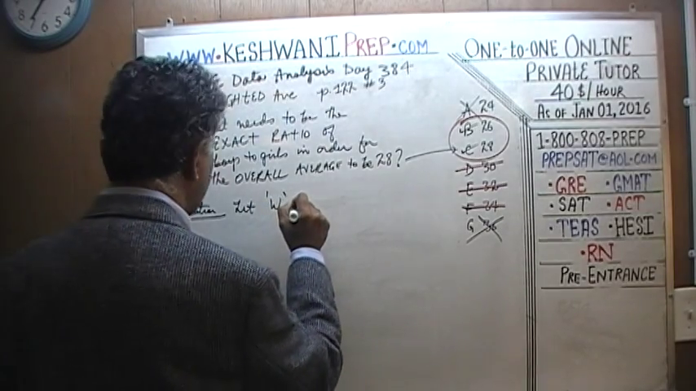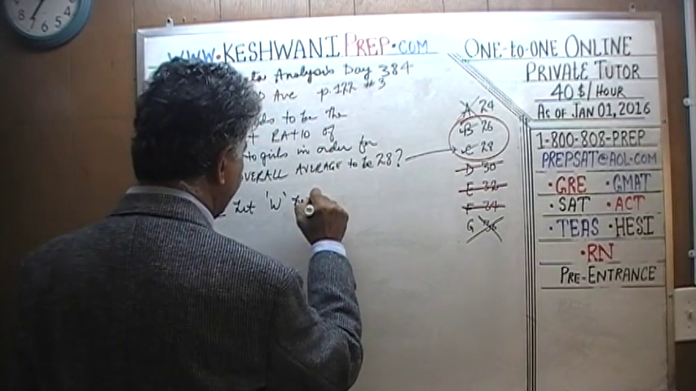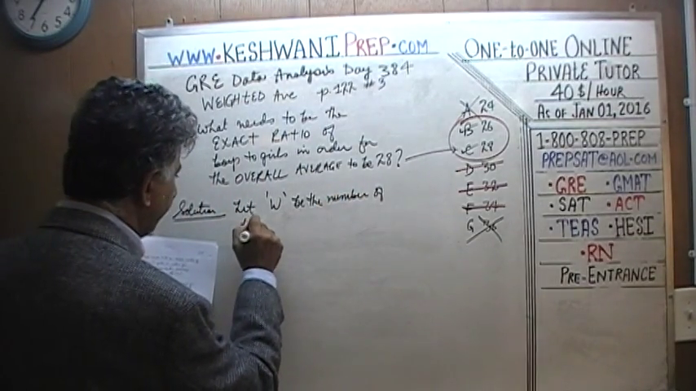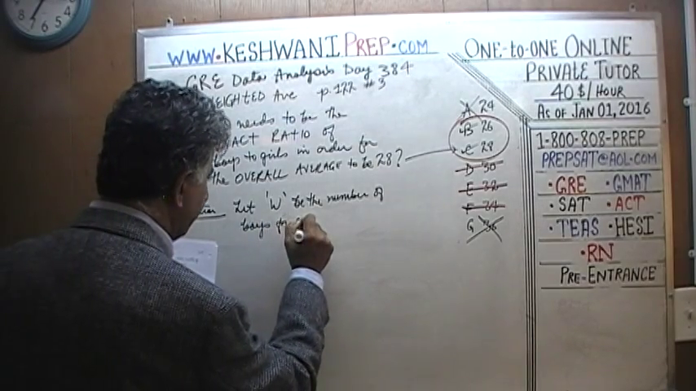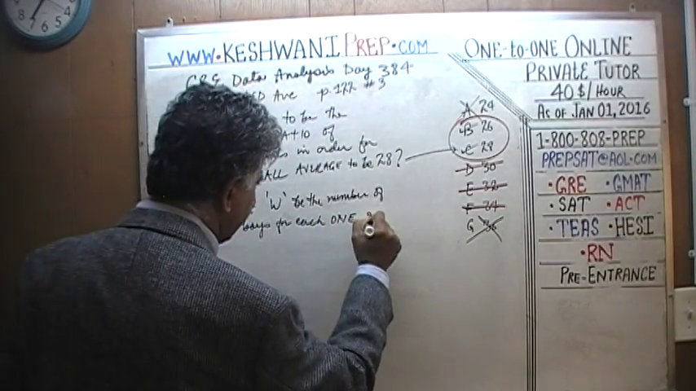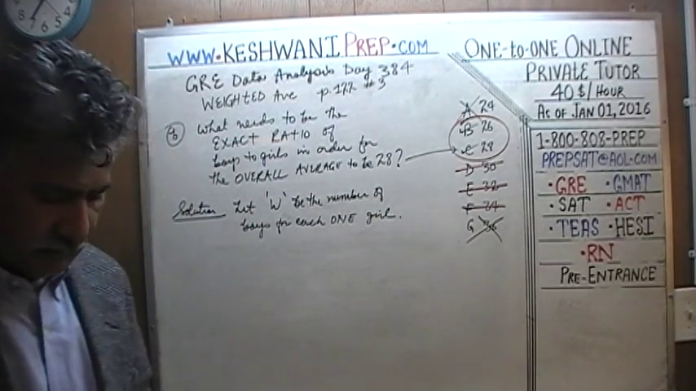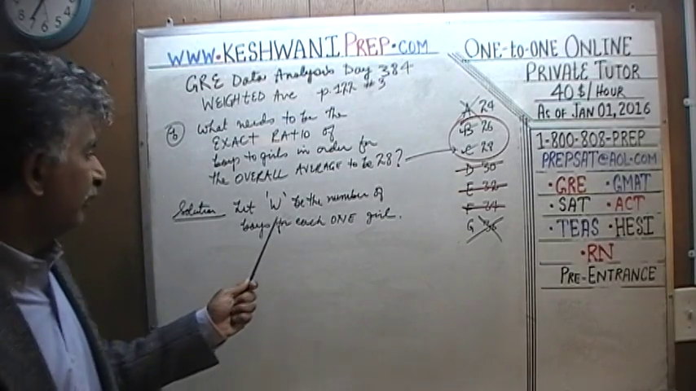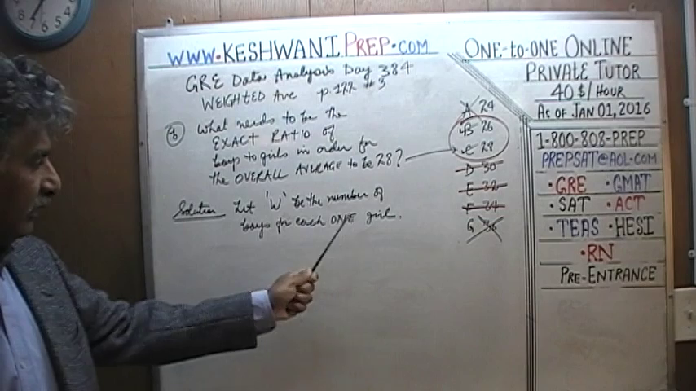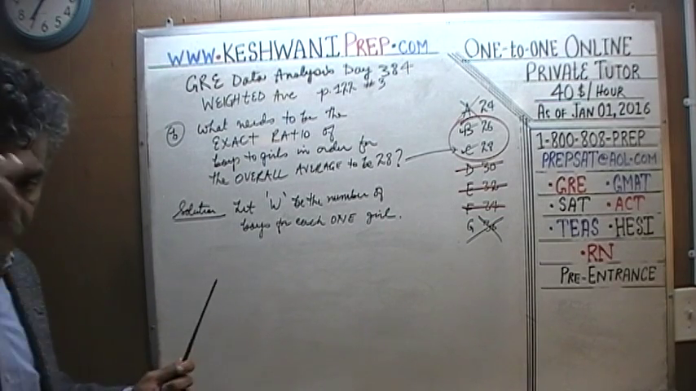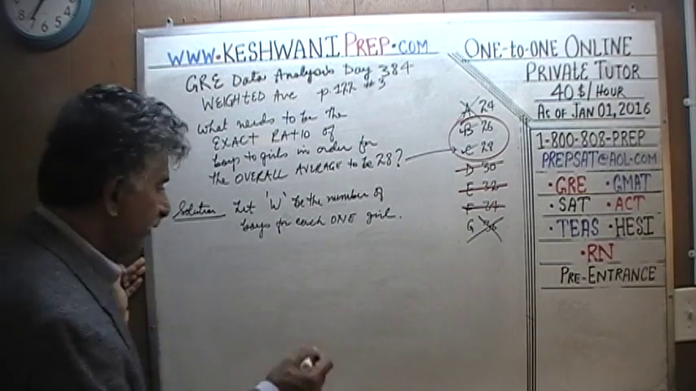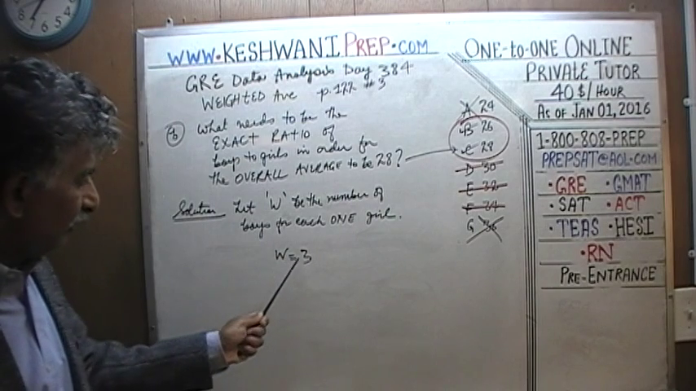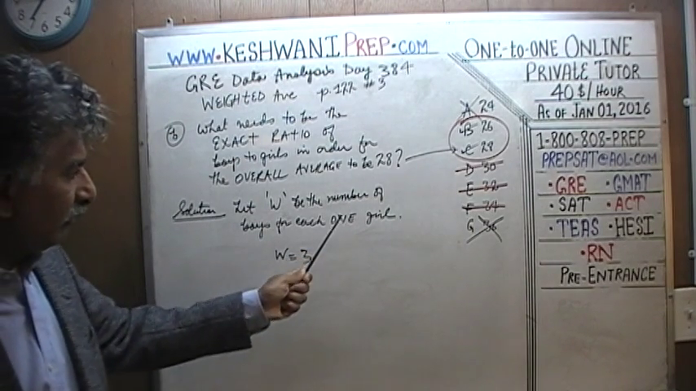Let W be the number of boys for each one girl. In other words, we're going to find out the weights that we're going to assign to boys. If there is one girl, what weight should be assigned to the boys? For example, after we do the work, and we find out that W happens to be 3, what does it tell you? It tells you that there are three boys for every one girl.